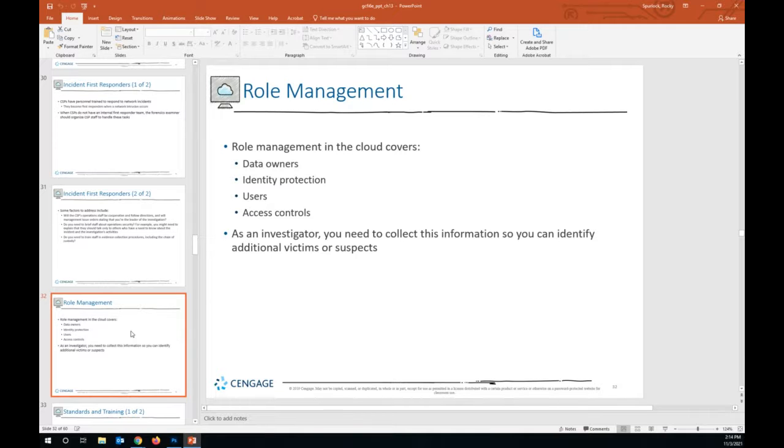All right, role management covers data owners, identity protection, users, access controls, etc. This information can be used to identify additional victims or suspects.